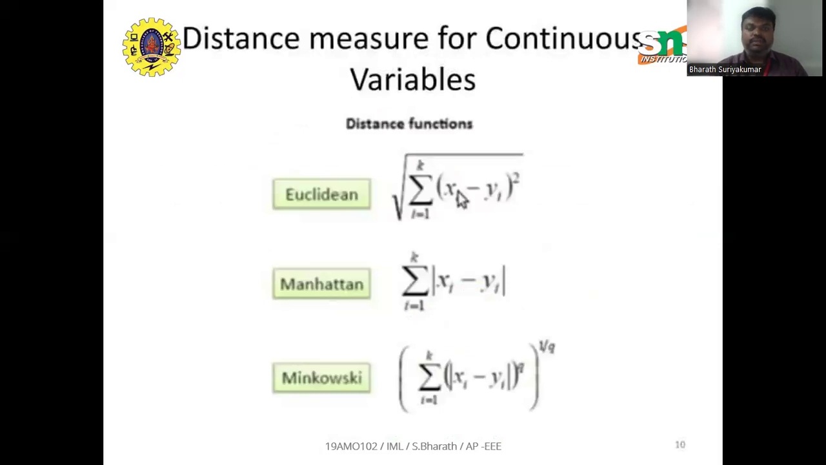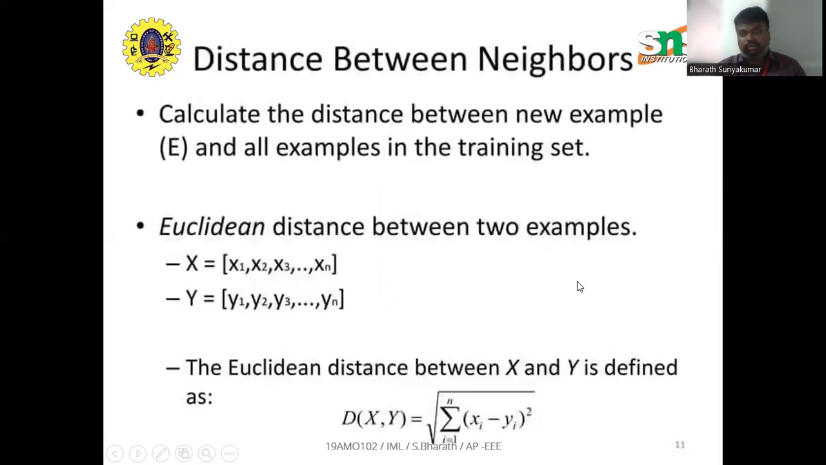Distance measure for continuous variables. The distance function can be divided into three categories: Euclidean, Manhattan, and Minkowski. Euclidean is the square root of the summation from i equals 1 to k of (x_i minus y_i) squared. Manhattan is the summation from i equals 1 to k of the modulus of x_i minus y_i. Minkowski is the summation from i equals 1 to k of the modulus of (x_i minus y_i) the whole squared, the whole to the power 1 by 2, that is the square root.